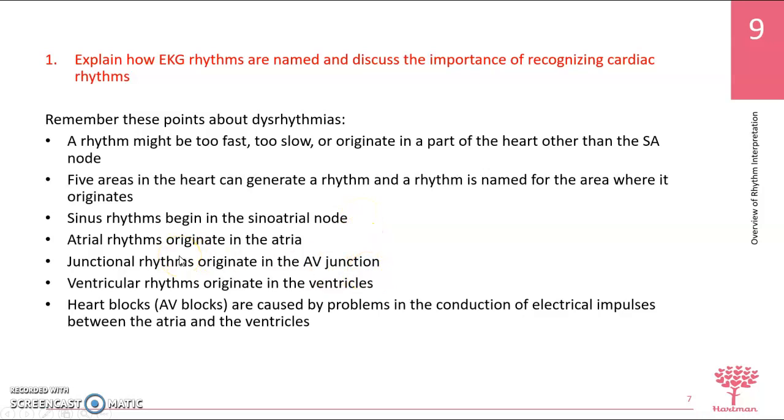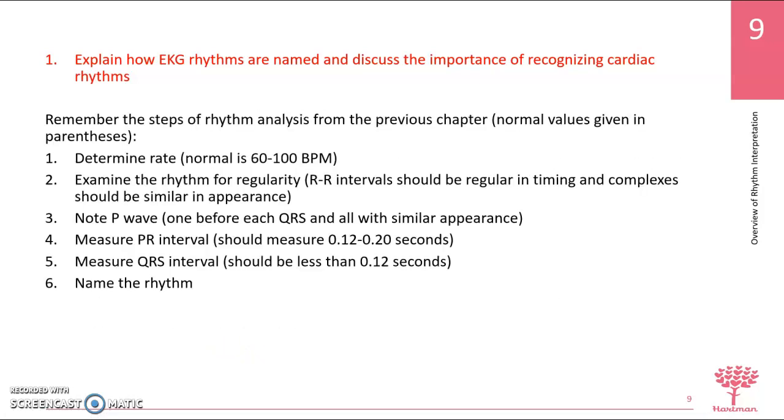So there's 5 different areas that a heartbeat can actually generate and originate. Sinus is where it starts at the SA node, where it's supposed to. Atrial, obviously, is where it starts with the atria. Junctional, we talked about with the AV junction, or where the bundle of His is. Ventricular, very simple, it starts with the ventricle. And then heart blocks are caused when there are problems in the conductional electrical system between the atrium and the ventricle, and so a block means that the electrical impulse can't quite get through. We're going to see what these look like as we go through these different examples here.